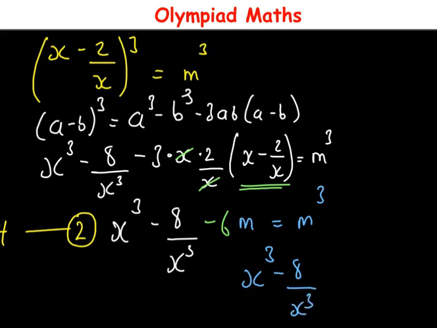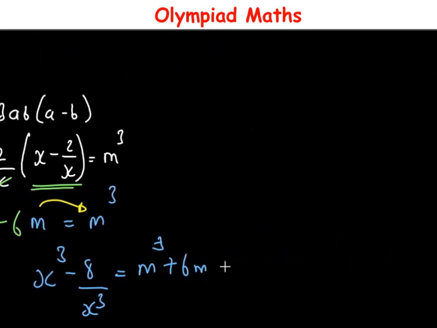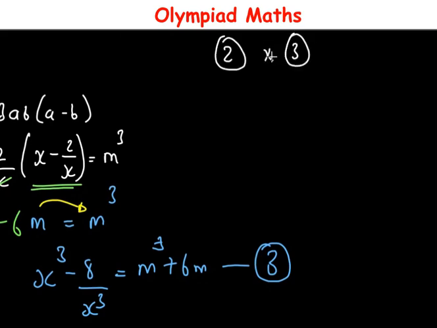Move minus 6m over to this other side, we have x³ − 8/x³ is equal to m³ + 6m. And from here, we call this equation 3. Okay, good. The next thing we're then going to do is to multiply equation 2 and equation 3.